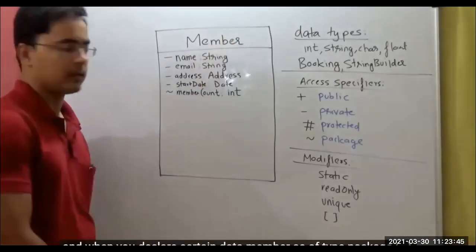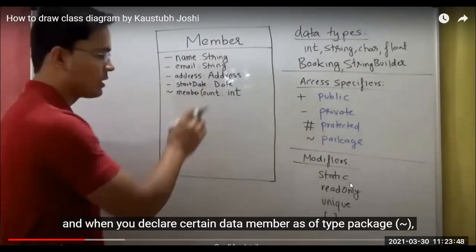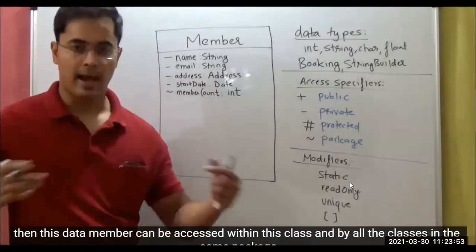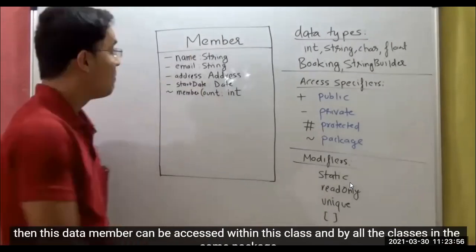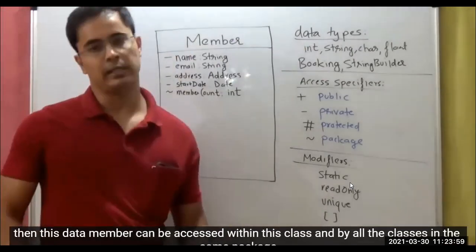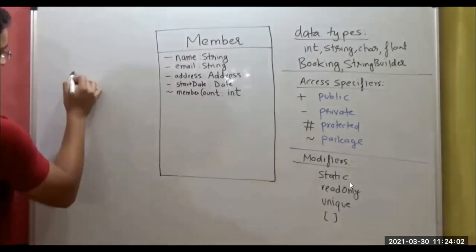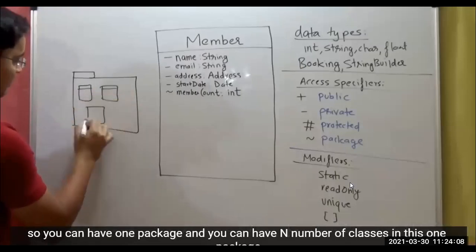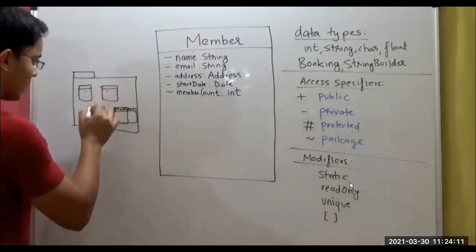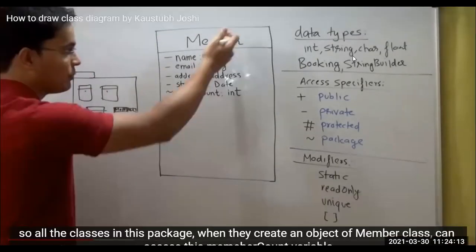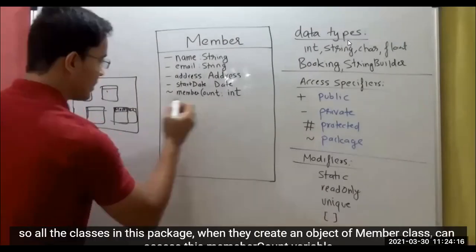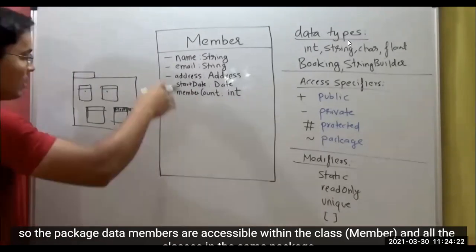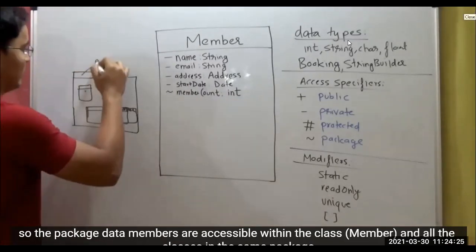When you declare a certain data member or certain instance variable of type package, right? This data member can be accessed within this class and by all the classes in the same package, right? So you can have one package and you can have n number of classes inside this package, right? Let's say Member is one of those classes. Then all these other classes, when they create an object of the Member class, can also access this member count data member of this Member class, within this class and within all the classes in the same package, right?